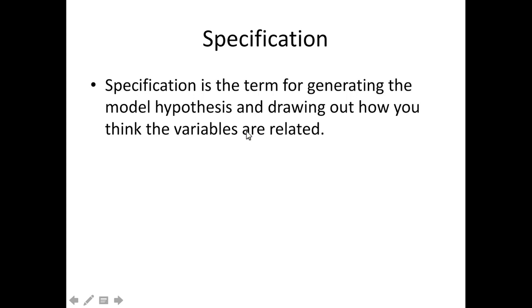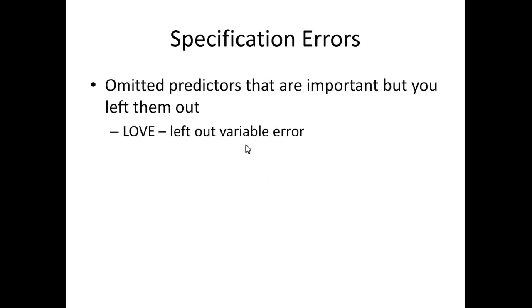So specification is a term for making the hypothesis and drawing out the picture that you're testing. So we're specifying the model. What do we expect it to look like? And there are some, not mistakes, but errors that you can make in this stage. Generally it's called the love error or left out variable error. That's when you forget to measure variables that are important, or you've left out something theoretically that's very important. And there's not much you can do at that point except go back and run the data again.